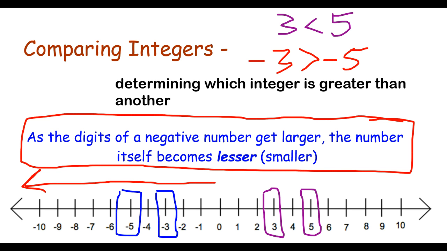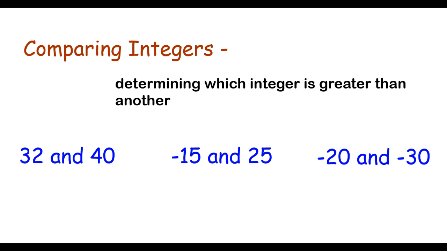And so as the digits of a negative number get larger, as more and more whole number place values get used, the number itself becomes lesser. And so we can use that to compare numbers that are both positive and negative.